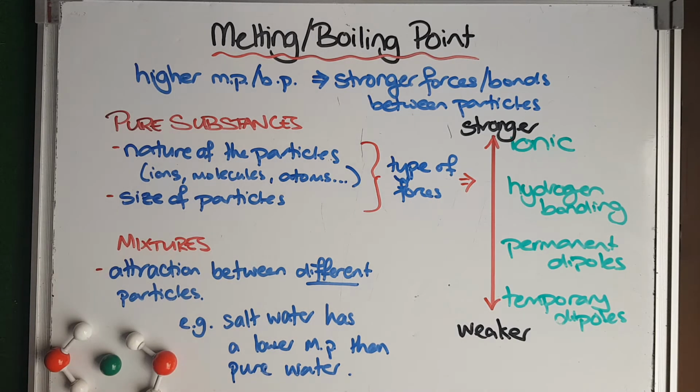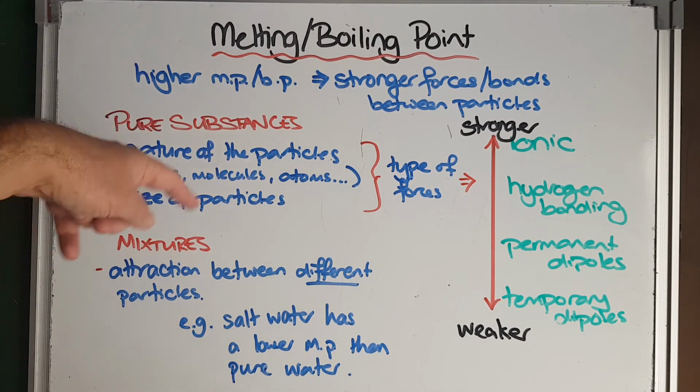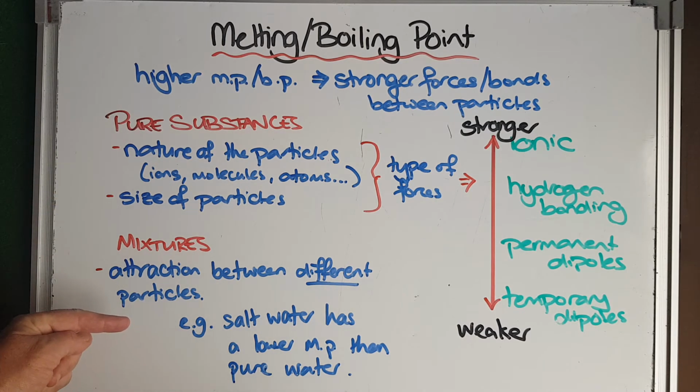But what happens with a mixture? These are the really hard questions. This is to do with the attraction between the different types of particles. So once you've got your two pure substances that are in the mixture worked out, you go, well, how do they interact with each other?